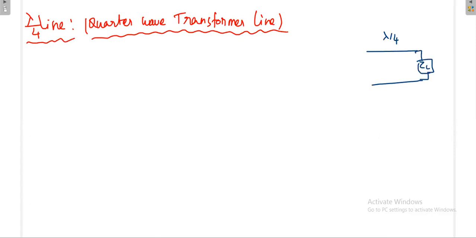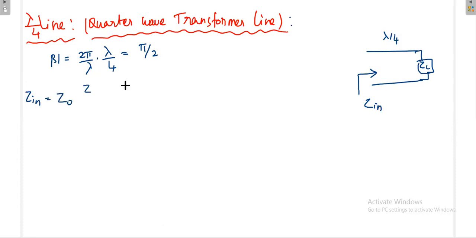Now what happens at the input side? We have to analyze this. Once you know L, the length of the line, first you have to calculate beta L. Beta is equal to 2 pi by lambda and L is equal to lambda by 4, so that is simply pi by 2. Then you apply it in the equation. The base equation is Zin is equal to Z naught times (ZL plus j Z naught tan beta L) divided by (Z naught plus j ZL tan beta L).